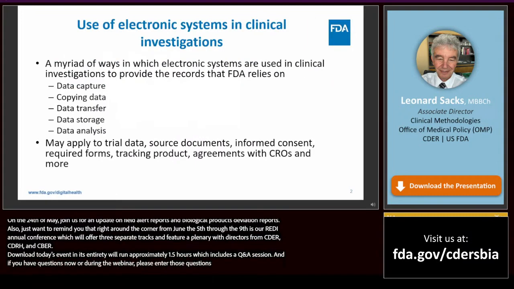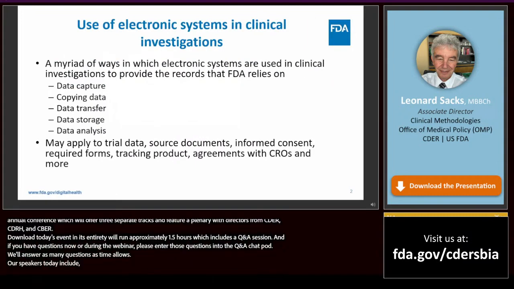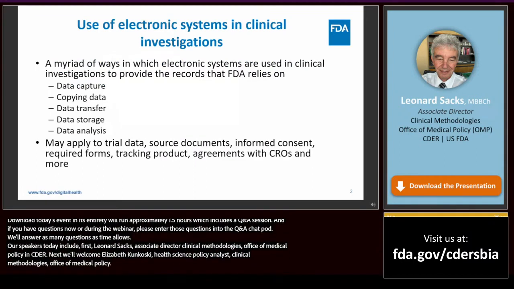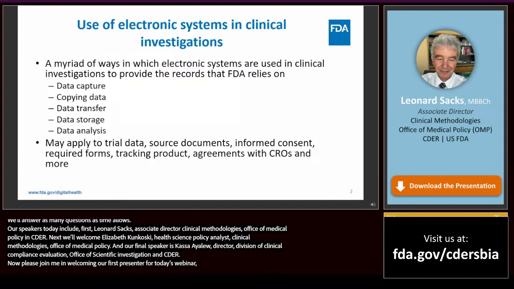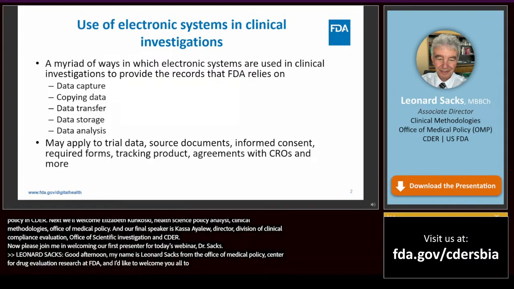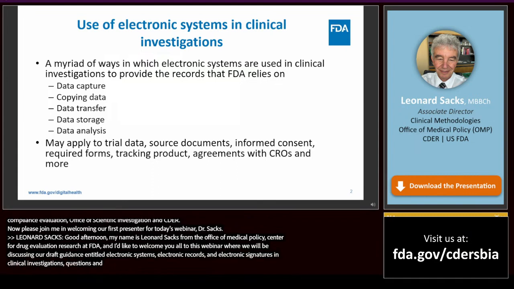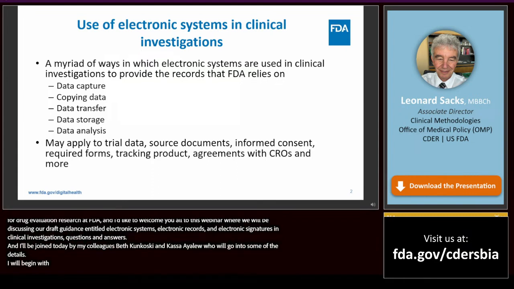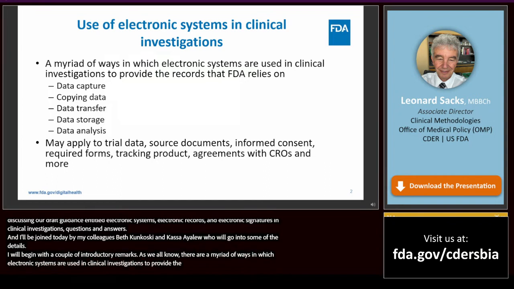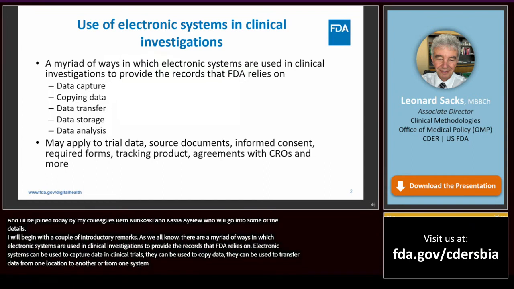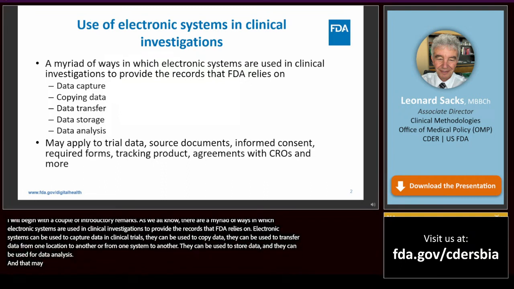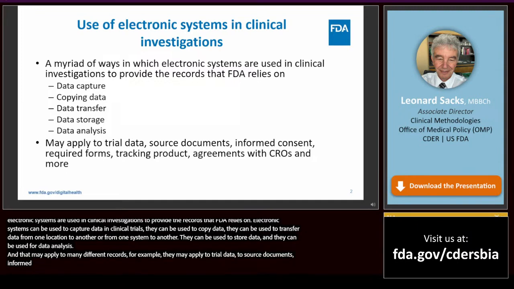As we all know, there are a myriad of ways in which electronic systems are used in clinical investigations to provide the records that FDA relies on. Electronic systems can be used to capture data in clinical trials, to copy data, to transfer data from one location to another or from one system to another, to store data, and for data analysis. And they may apply to many different records. For example, they may apply to trial data, source documents, informed consent, required forms, tracking of product, agreements with contract research organizations, and so on.